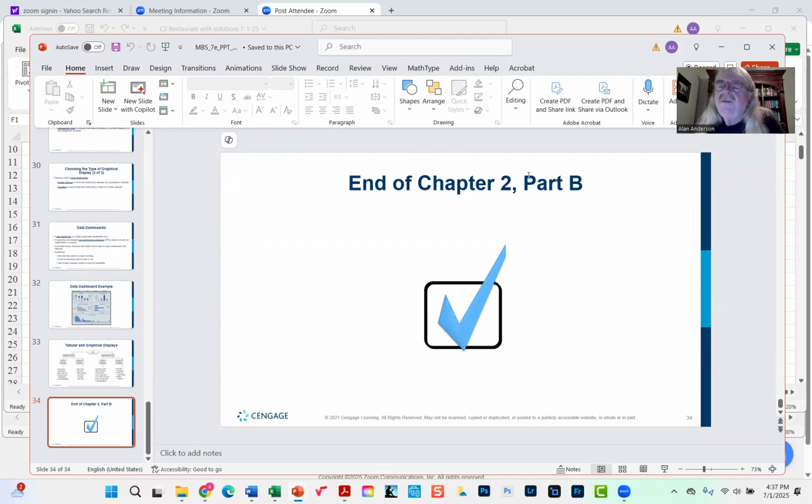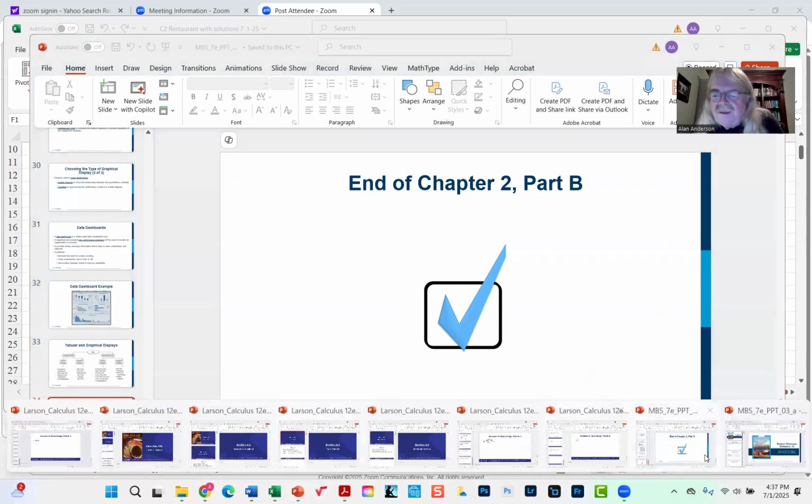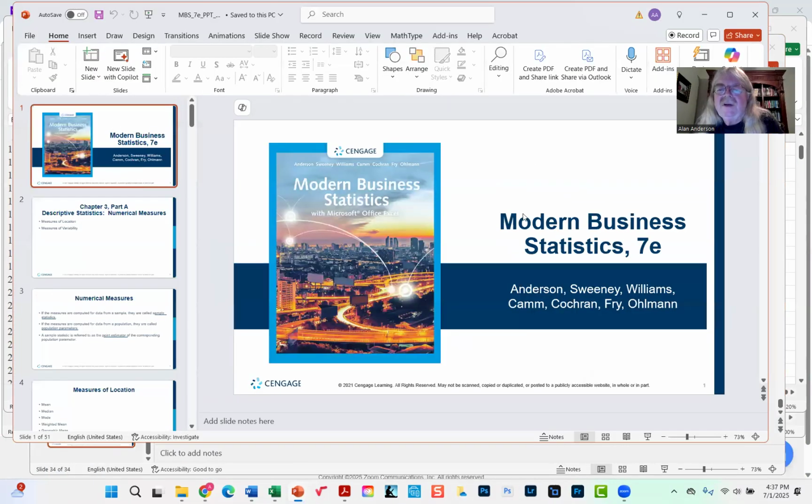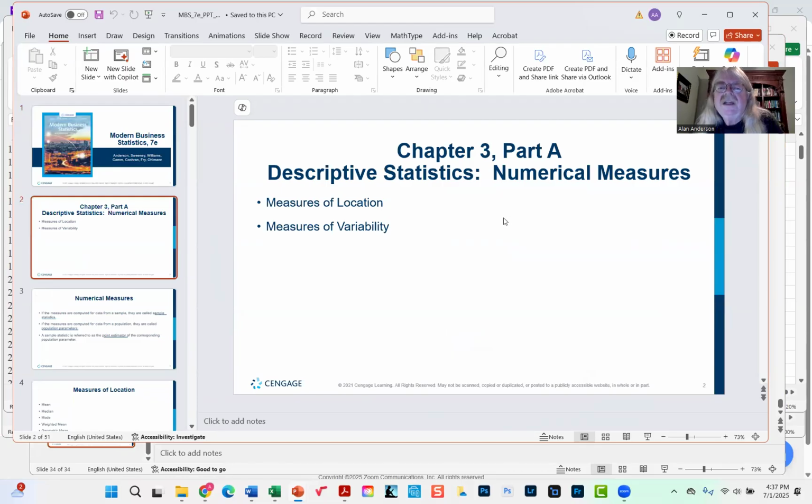Now, many of these you may have heard of before. It's entirely possible that you ran into some of these concepts in high school, or you just heard about them somehow. But we'll see as we go along. So we're going to start by introducing numerical measures.